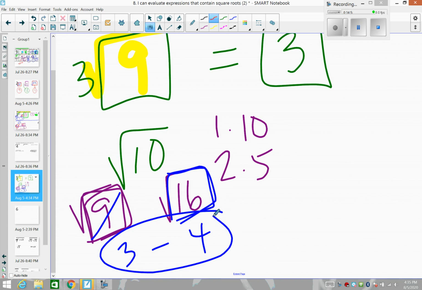All right, math friends, that's it for today. So our lesson today is on square roots. Hopefully you feel comfortable. If not, watch it again.